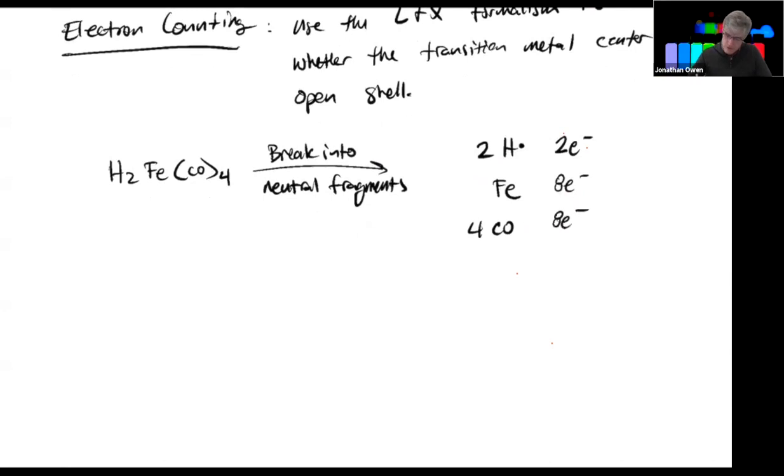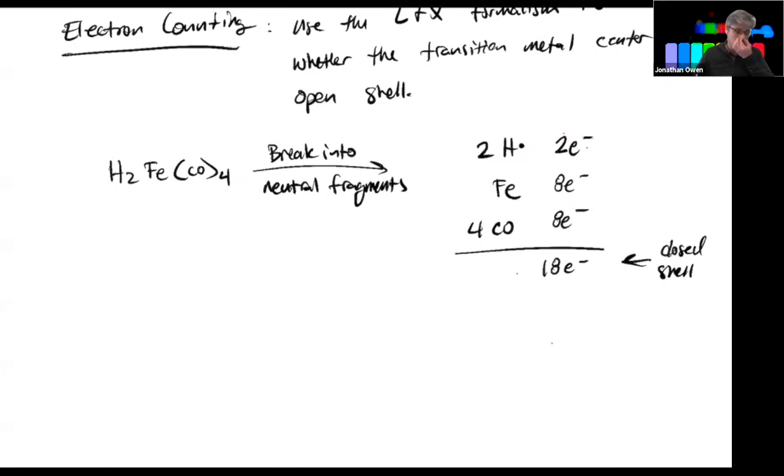All right, so 2 electrons for each carbon monoxide, right? Carbon monoxide brings 2 electrons in its lone pair, donates them to the metal center. So there are 4 of those. So we get 8, 8, and 2, which is 18 electrons. So, closed shell. Not hypovalent, not hypervalent, closed shell.